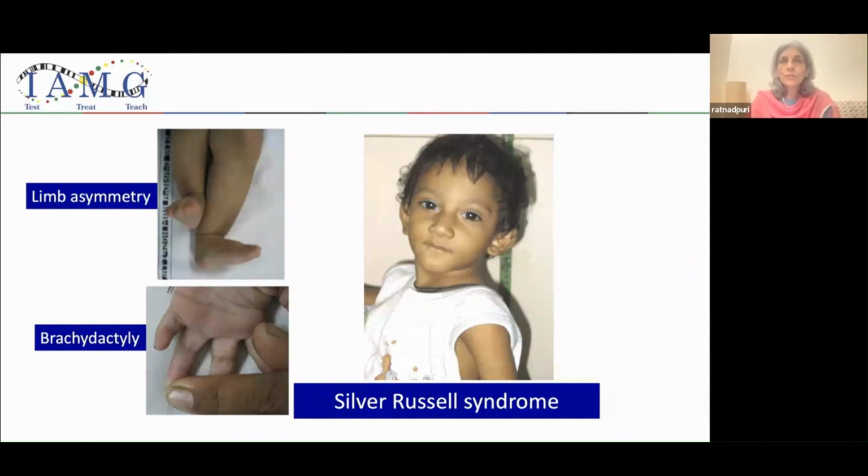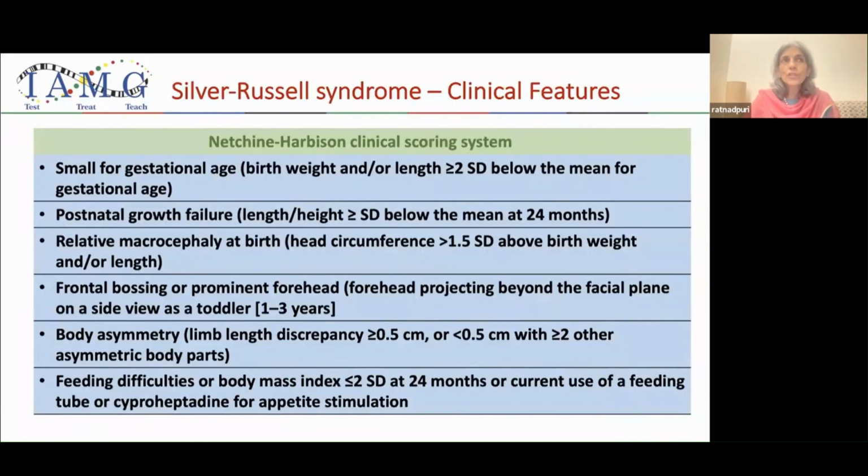Now, like you saw in the previous example, where Prader-Willi syndrome and Angelman syndrome, though very different, occur because of changes at the same point in the chromosome. Similarly, Beckwith-Wiedemann and Silver-Russell syndrome go hand in hand and occur because of changes that occur in the same point in chromosome 11.